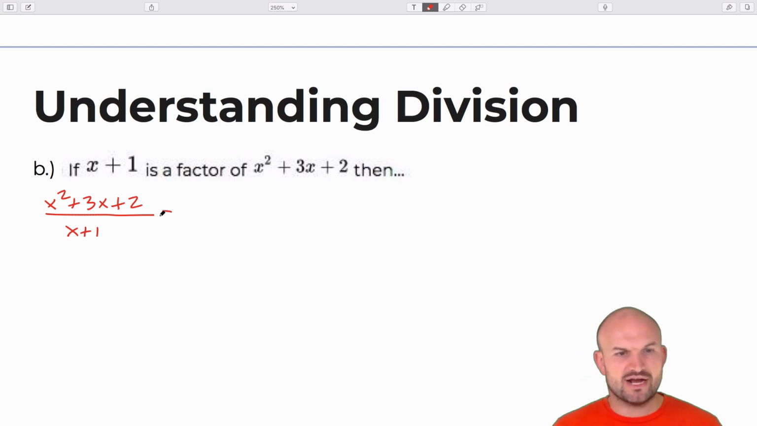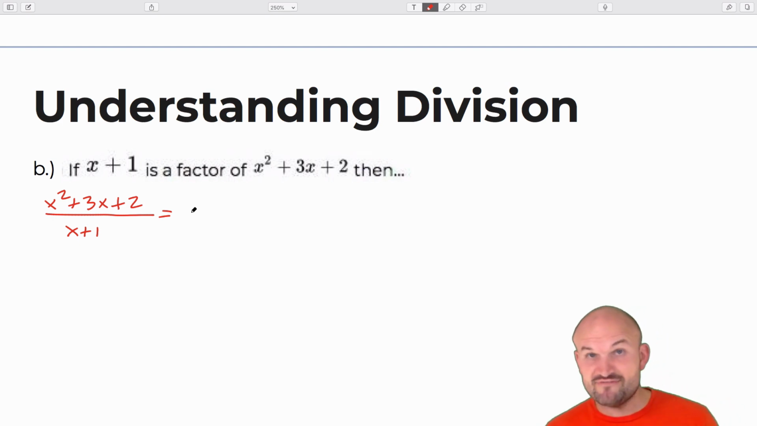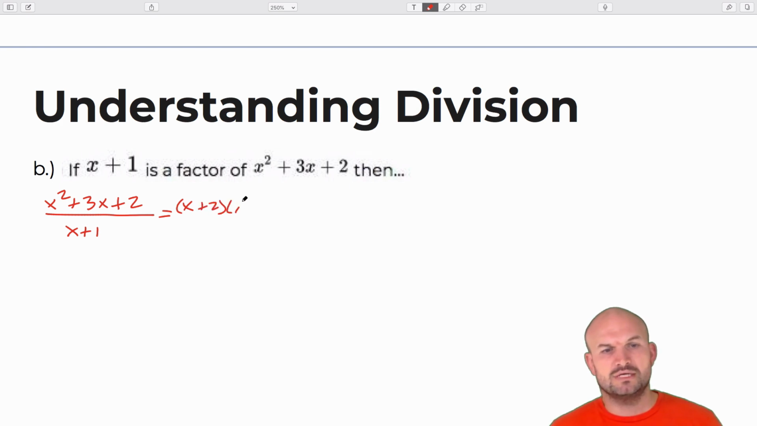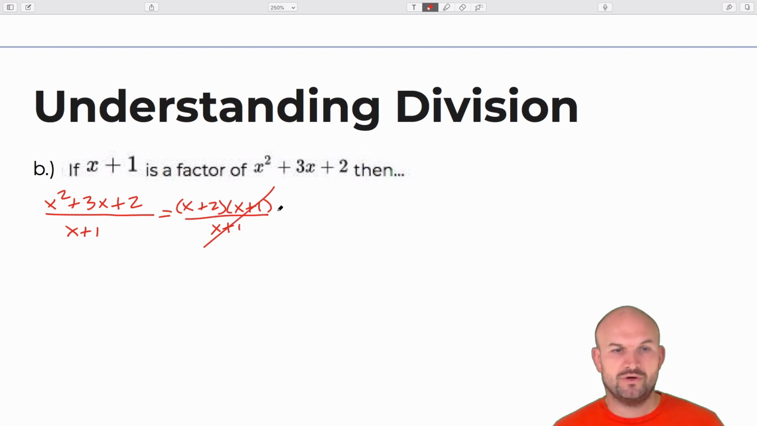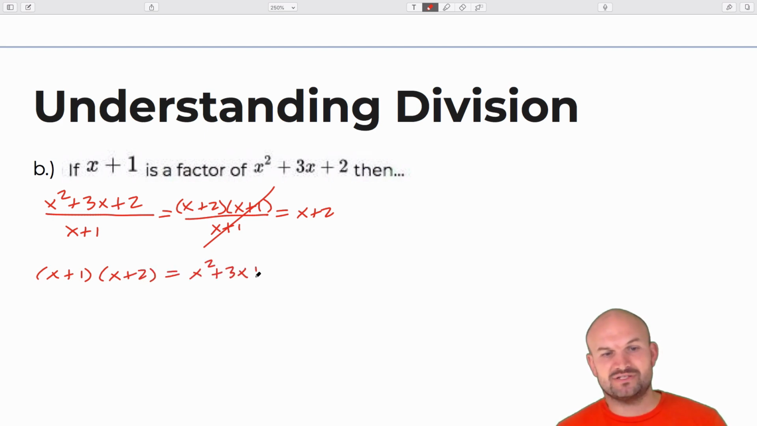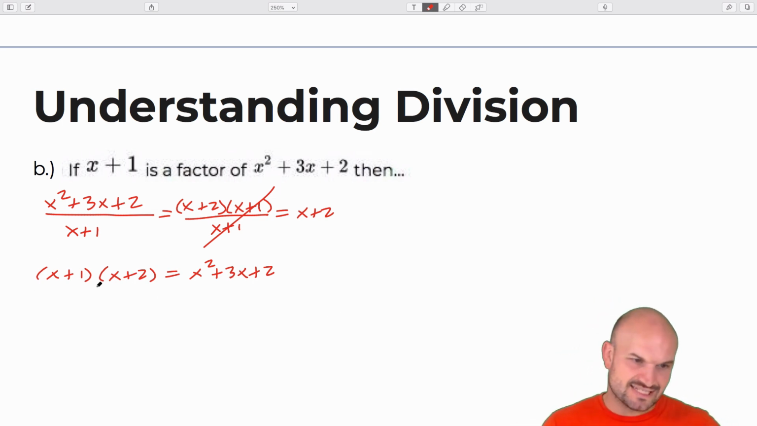So I said, well, any trinomial we can look to factor first. In this case, I would factor this to x plus 2 times x plus 1. So x plus 1 indeed divides into x squared plus 3x plus 2, x plus 2 times. That means that x plus 1 times x plus 2 has to equal x squared plus 3x plus 2. And that makes sense, right? We know that x plus 1 times x plus 2 equals that. That's the factored form.